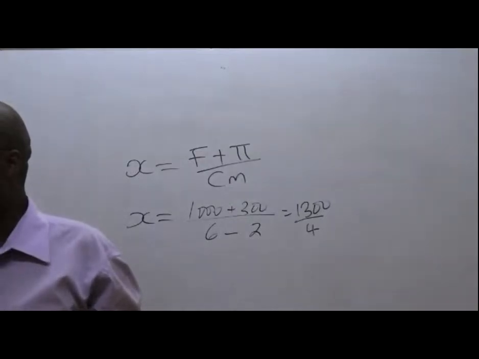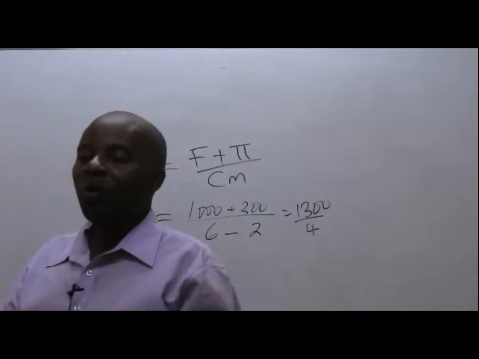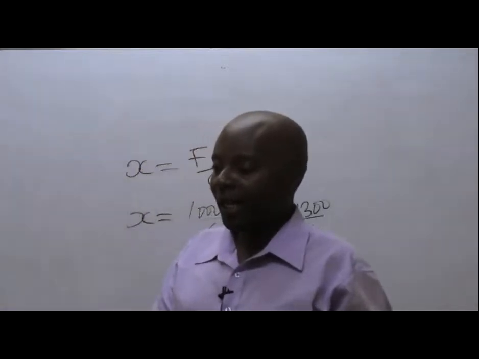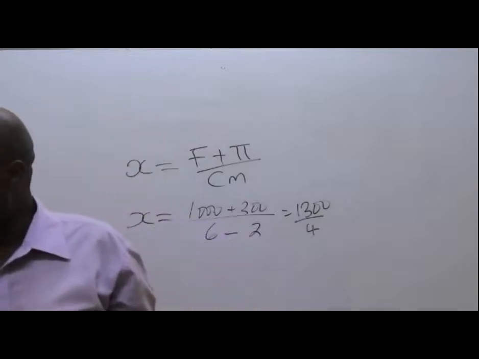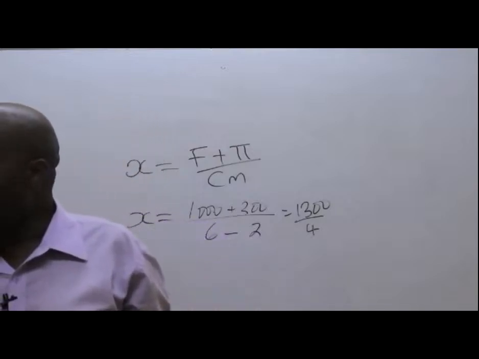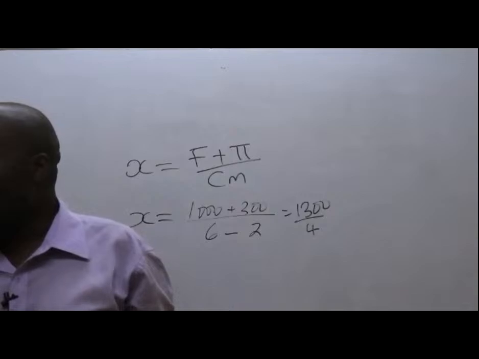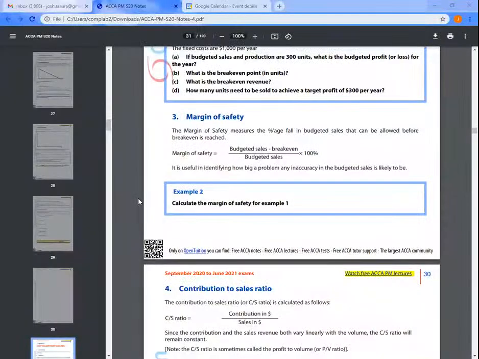Because if you are operating at exactly break even, then you are walking on a very thin line, a thin thread. Should it decide to break into two equal parts, you go straight into losses. So, ladies and gentlemen, this is what we have. They're telling us that margin of safety measures the percentage fall in budgeted sales that can be allowed before break even is achieved.